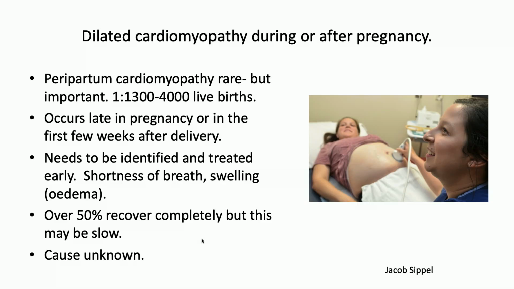A rare but very important cardiomyopathy is one which occurs during or very shortly after pregnancy. So peripartum cardiomyopathy, as it's called, is rare, but obviously it's very important. It tends to occur late on in a pregnancy or shortly after childbirth. And it needs to be identified and treated early. The reason for saying that in particular is that many of the symptoms that people get, shortness of breath, swelling, they may well ascribe to the fact they're in the late stages of pregnancy.